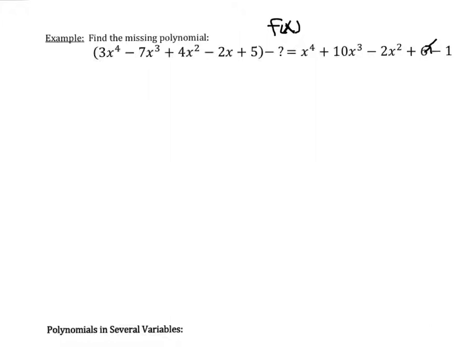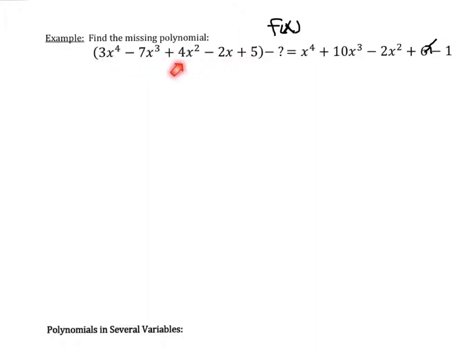Notice I have an unknown here. This is what I want to find. I want to find this missing polynomial. And just like when I solve regular equations, I'm going to apply those same techniques to this example here. Notice I want to isolate this minus f of x here, but this is on the same side with that. And so what I'm going to have to do here is subtract this thing.